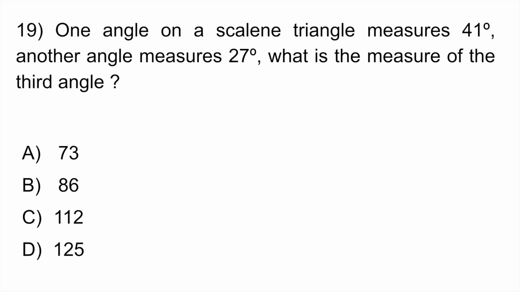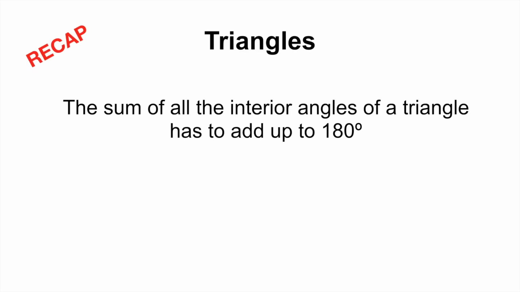One angle on a scalene triangle measures 41 degrees. Another angle measures 27. What is the measure of the third angle? All right. So this is, again, something that you just have to drill into your head, because if you know this, all those triangle questions are going to be super easy. So remember that when you add up the angles of a triangle, everything has to add up to 180 degrees. Okay, that is the rule you have to know.